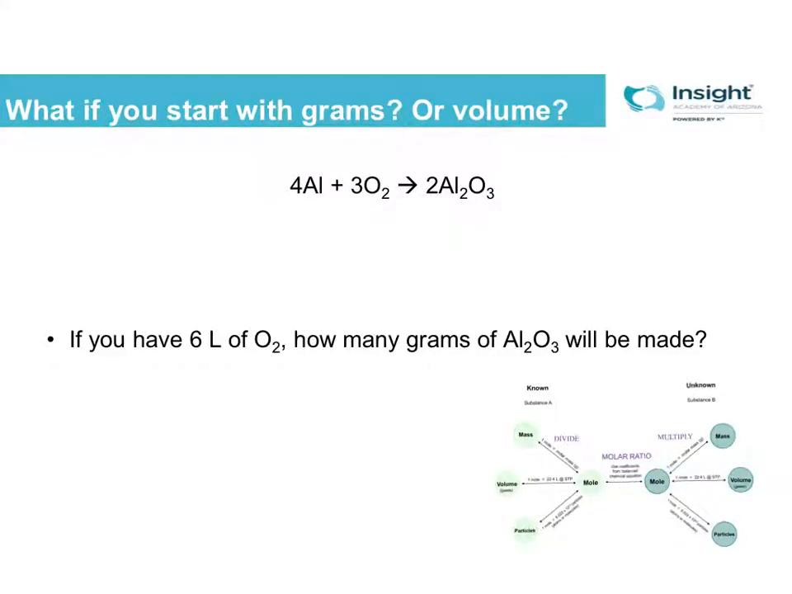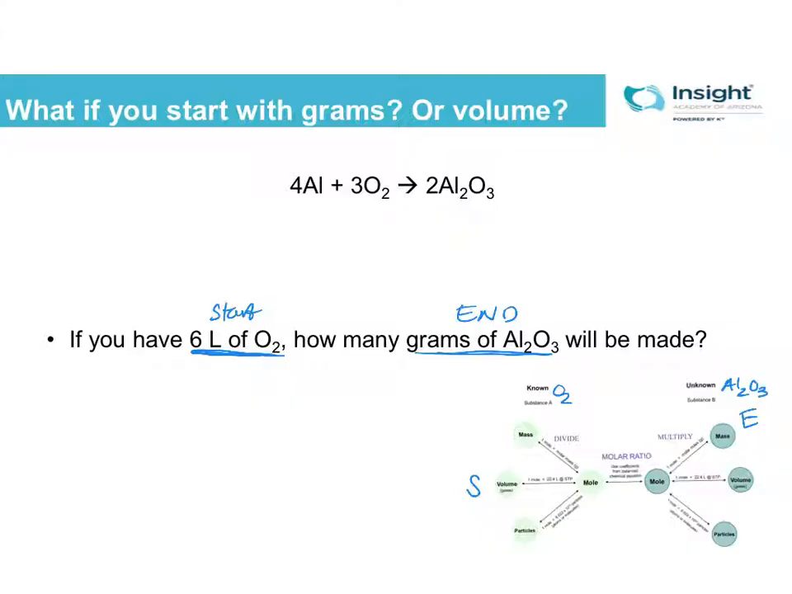So for example, you have 6 liters of oxygen. How many grams of aluminum oxide do you have? Liters of oxygen is where I'm starting, and grams of aluminum oxide is where I'm ending. So I'm starting here and I am ending here. My known is O2. My unknown is Al2O3.